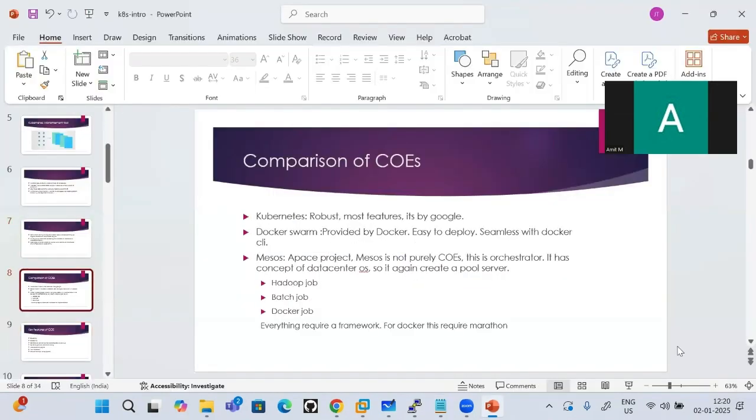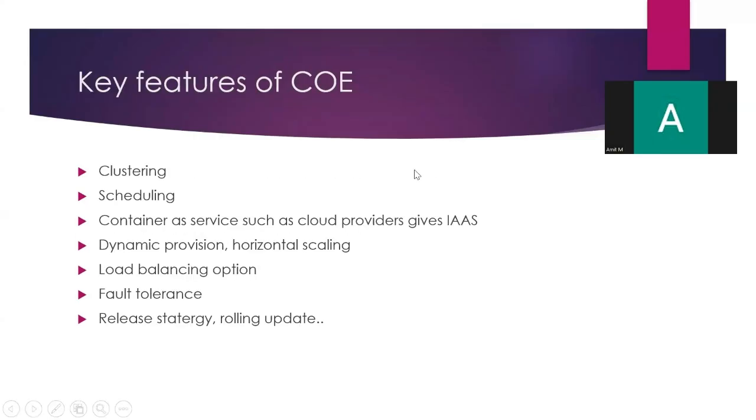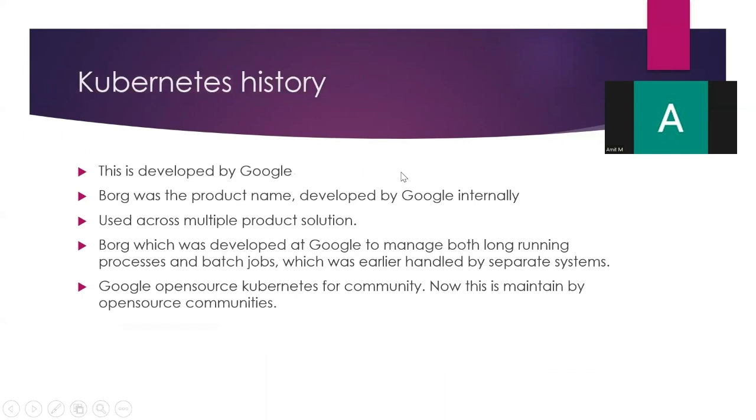Why Kubernetes? Because it is robust, and many features are there. First of all, the best thing is it is an API based solution. It is an API driven solution developed by Google. The internal project name was Borg. And now it is open source and maintained by CNCF. CNCF is the Cloud Native Computing Foundation. So they are managing it.